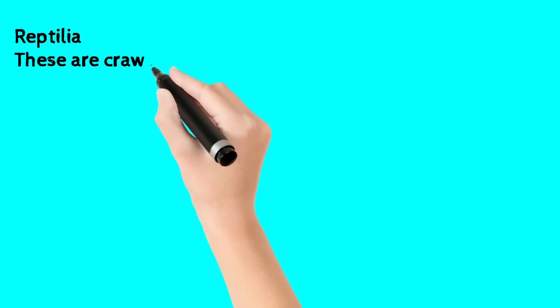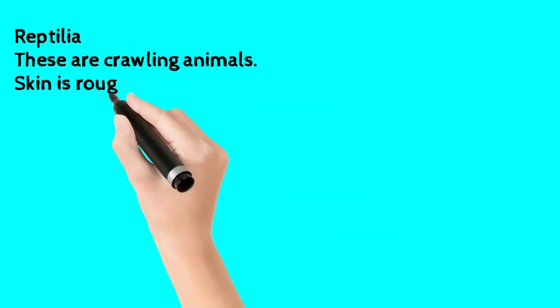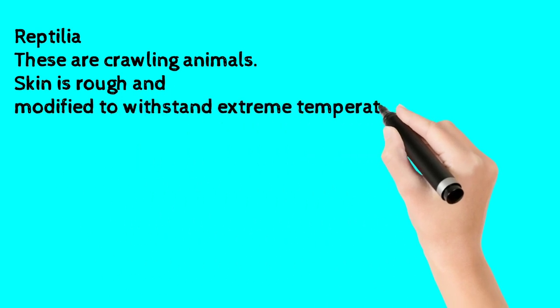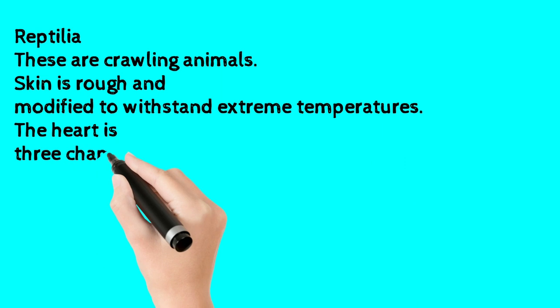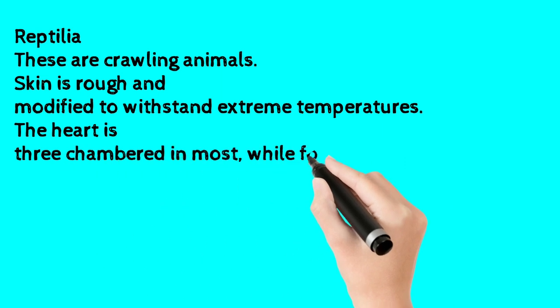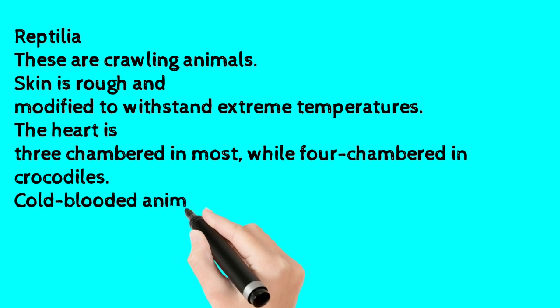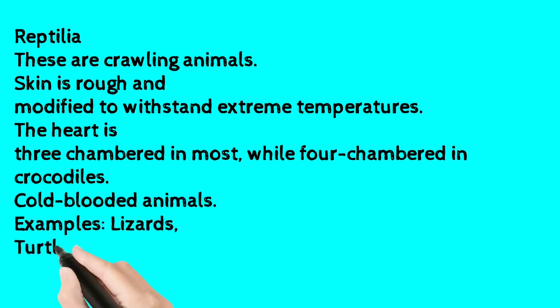Reptilia. These are crawling animals. Skin is rough and modified to withstand extreme temperatures. The heart is 3-chambered in most, while 4-chambered in crocodiles. Cold-blooded animals. Examples: lizards, turtles, snakes.